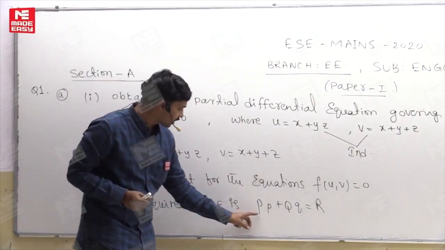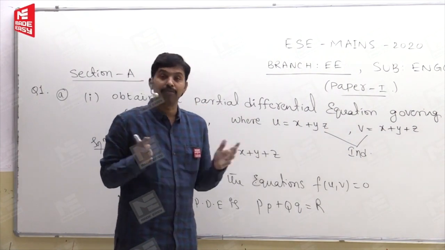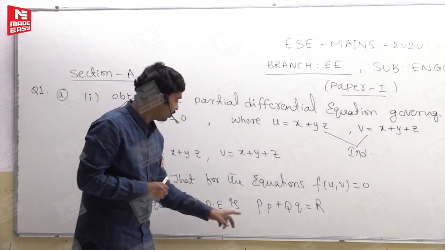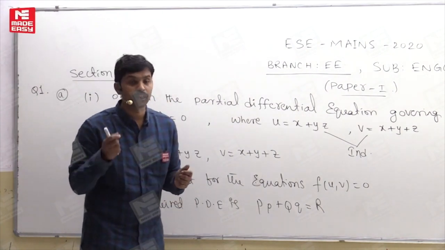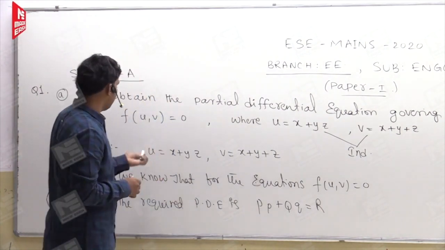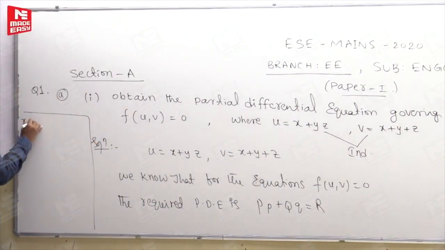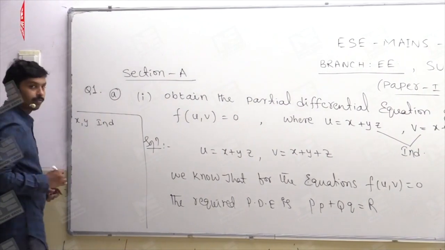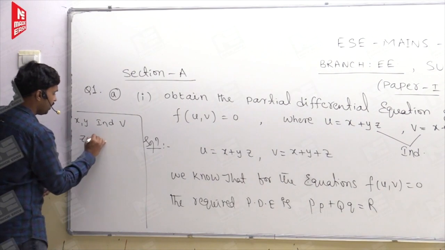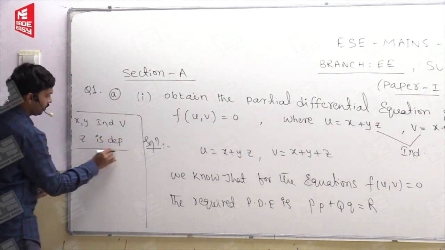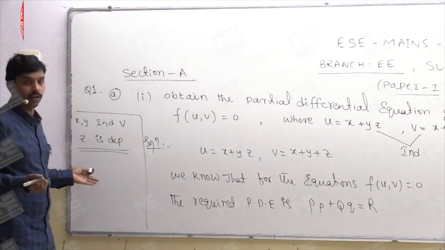Here, capital P, capital Q and capital R are functions of x, y, z, which I already told you. And we know that small p and small q are dou z by dou x and dou z by dou y, which are the first derivatives. So remember that x and y are independent variables and z is the dependent variable. We know that already.